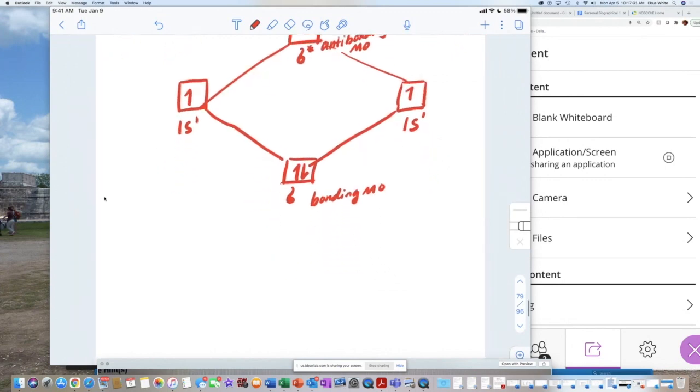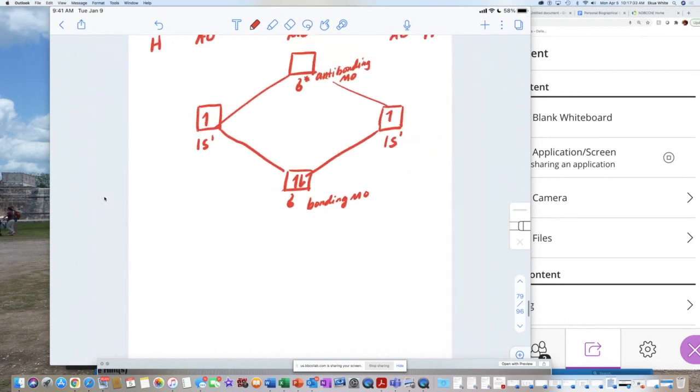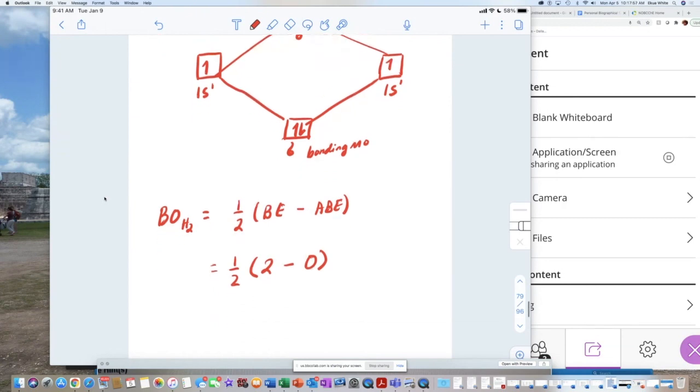Then I have to figure out my bond order. My diagram is done. My bond order for hydrogen is 1/2 times bonding electrons minus anti-bonding electrons. Okay, 1/2. Bonding electrons, I have 2. Anti-bonding electrons, I have 0. Right? You see, I placed nothing in the anti-bonding section. So I have 1/2 times 2, which is 1.